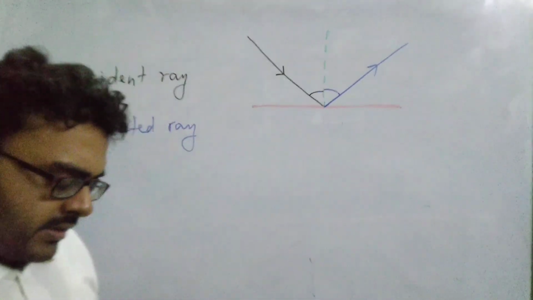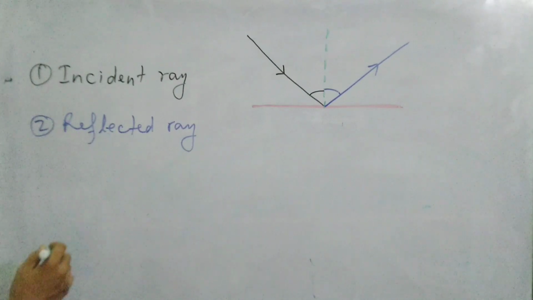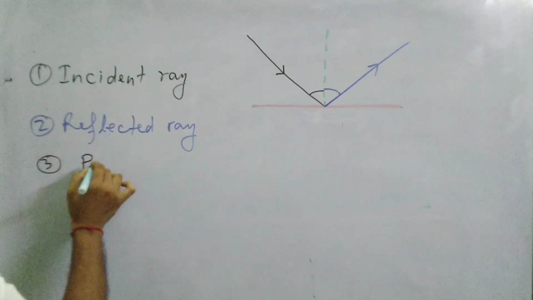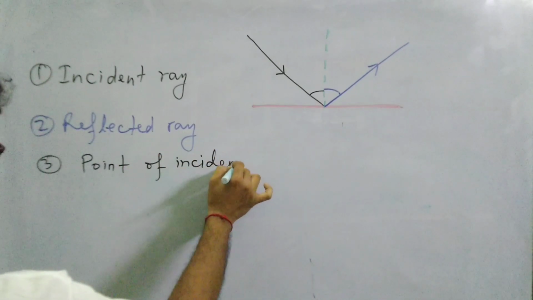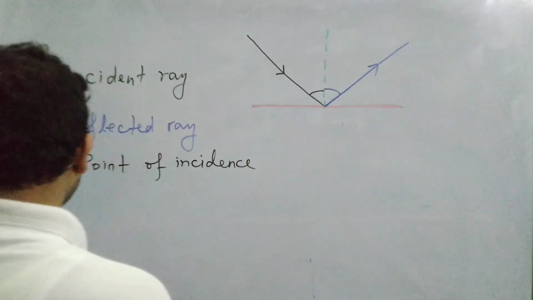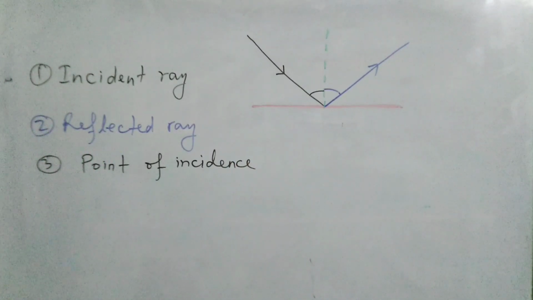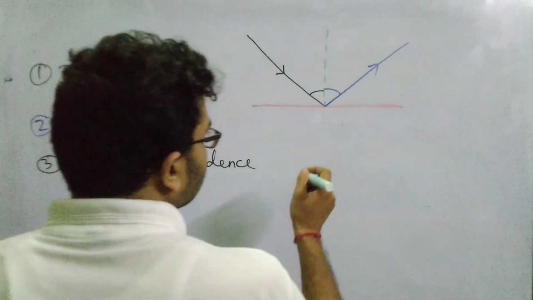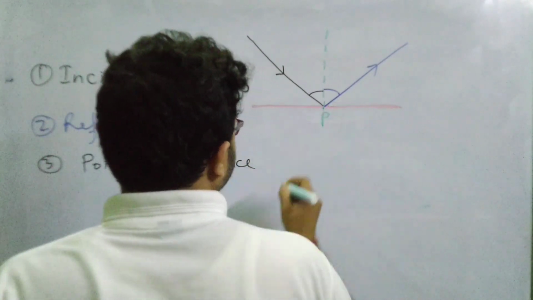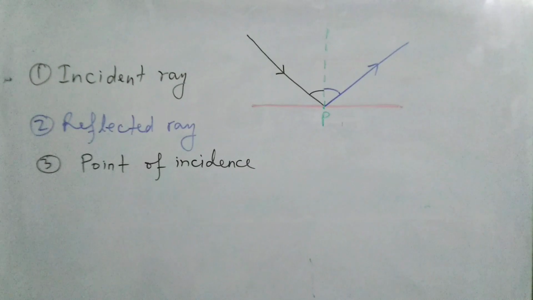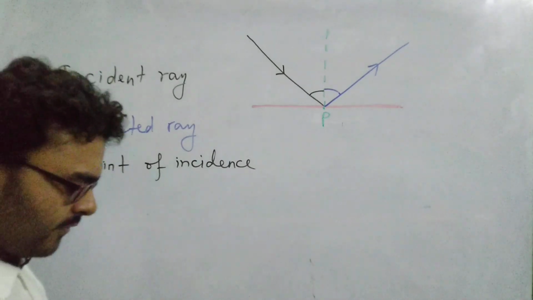Then third comes the point of incidence. So what is this point of incidence? This point of incidence is actually the point in the figure which is denoted by the letter P. This point is denoted as the point of incidence. So how can I define the point of incidence? It is a point on the reflecting surface at which the incident light ray falls.